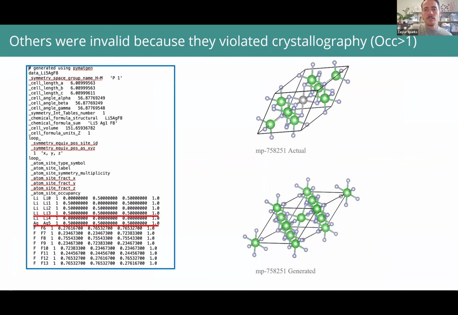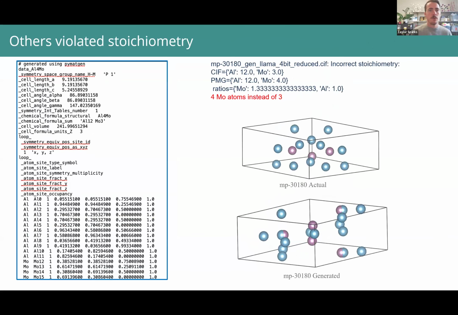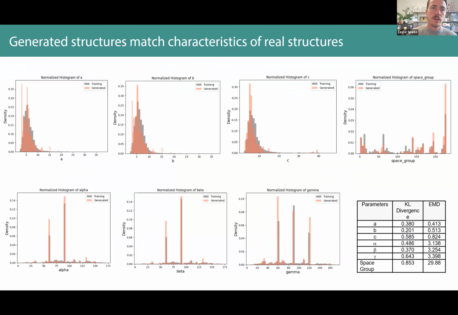Other times it's invalid because it will violate crystallography. For example, in this one, we know that it's possible to have multiple atoms sharing a site. A cation disorder, anti-site disorder is not atypical, but you can't have the overall occupancy be greater than 1. So if you say that lithium and silver both have the exact same site here, then you can't have them add up to more than 1. So that would be an invalid structure that was generated that way. And sometimes it's invalid based off of stoichiometry. If the formula was supposed to be 3 molybdenums and 12 aluminums, but it created 4 molybdenums, then you violated the stoichiometry, so that was invalid.